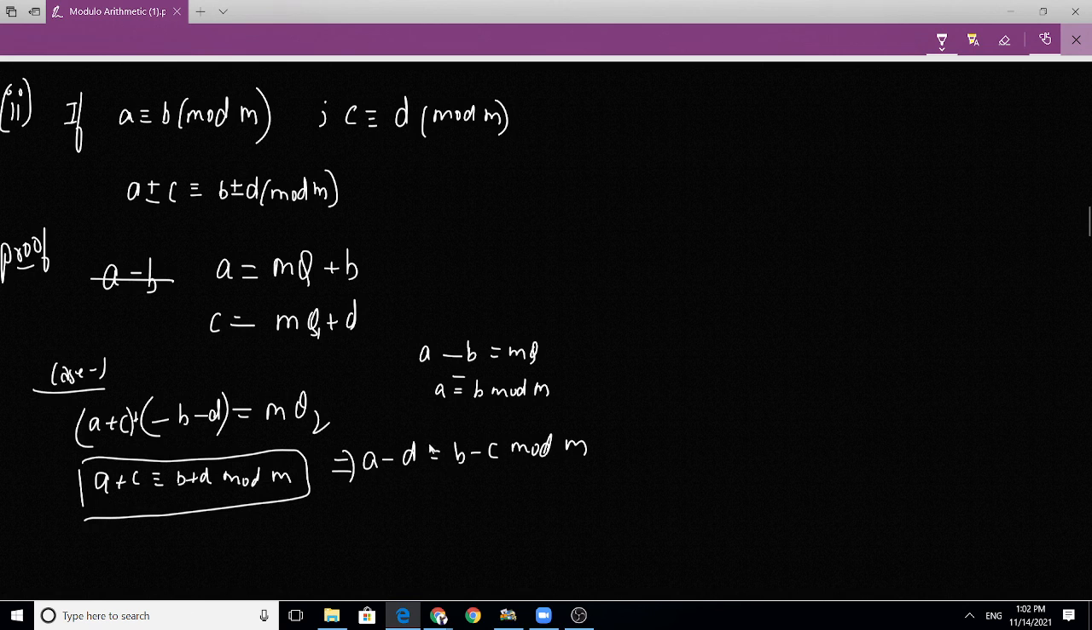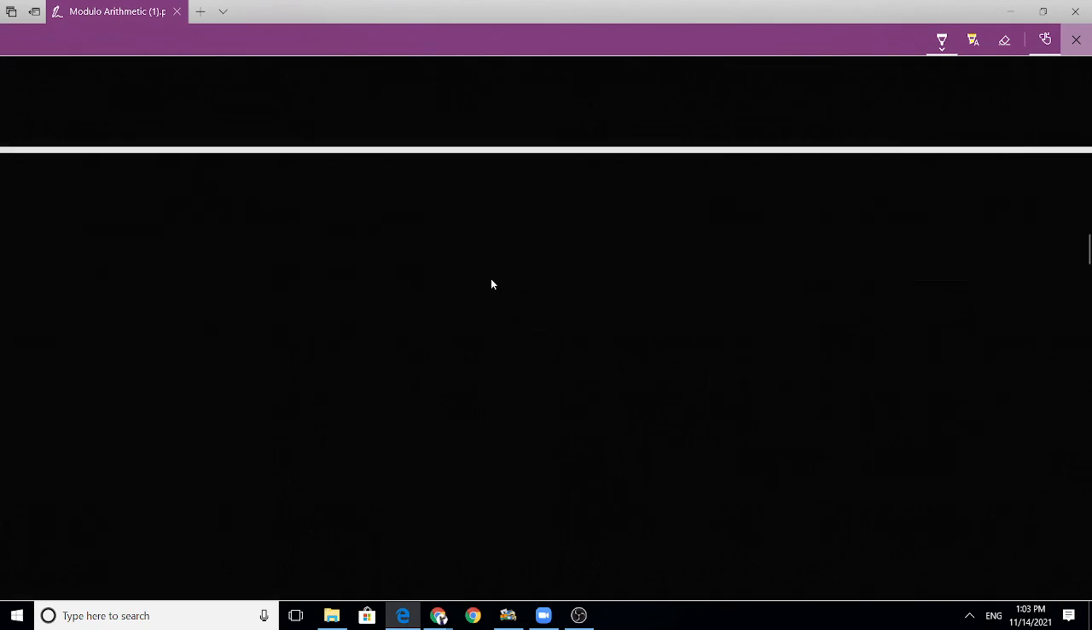So assume the congruent sign is just equal to, and you can play with the numbers. Send it this side and that side. And similarly, you can do it for a minus c congruent to b minus d mod m. So it's a really similar thing. I'm not gonna prove that obviously.